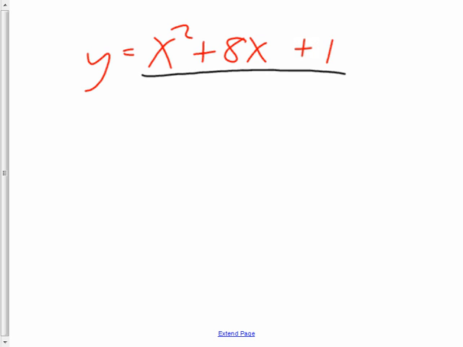That's not in Vertex form. Here's how you can do a process called completing the square. Hopefully you learned this last year in higher algebra, but maybe you didn't. I'm moving that plus 1 all the way to the right. Does that break any math rules?